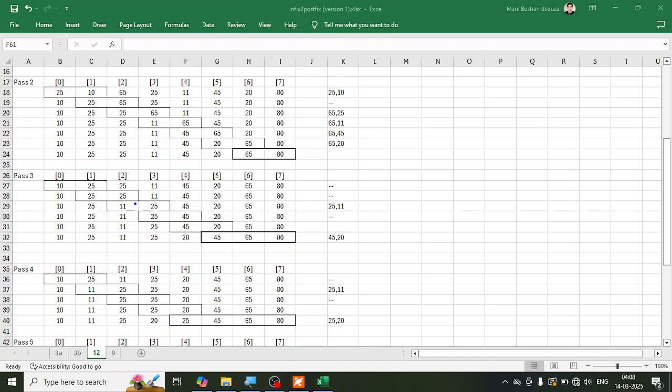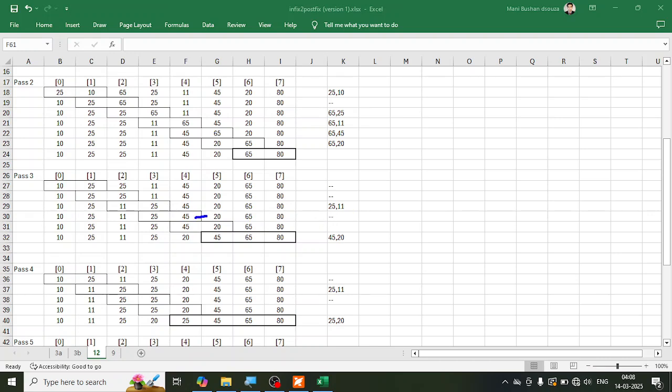In the next iteration, 25 and 11 are compared. Now 25 and 11 are compared, they are interchanged. So you swap 25 and 11. In the next iteration, 25 and 45 are compared. So there is no swapping at all. So you don't write any swapping.